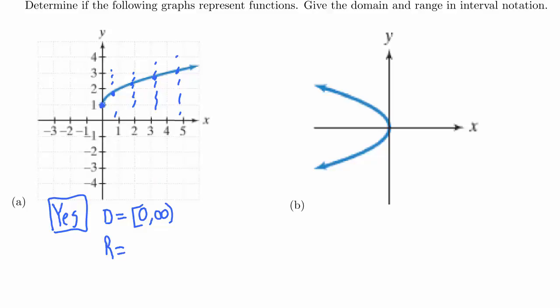The range, if we look at the range, it's the y values. This is where it starts and it's going upwards. So we start at 1 and go up to infinity. So the range here is 1 to infinity. Notice I include 1 because again this is a closed circle. And so here is your domain and range.